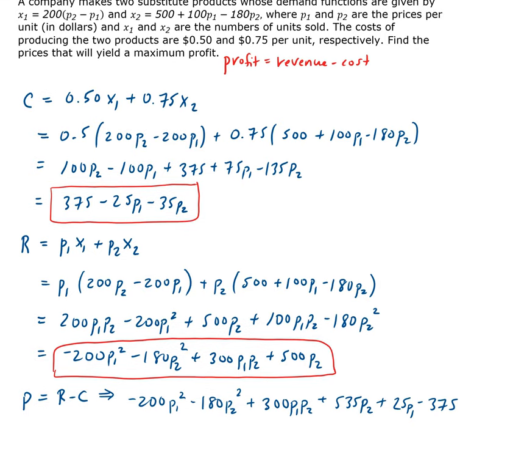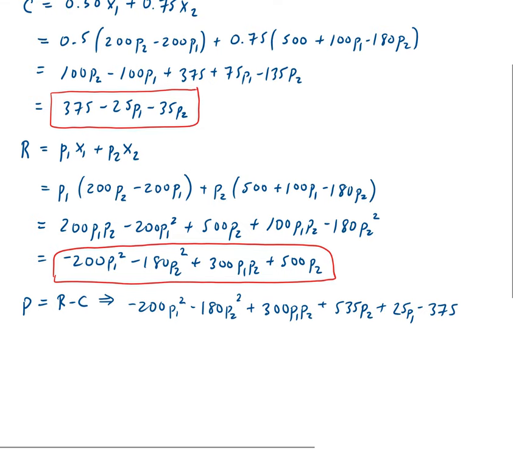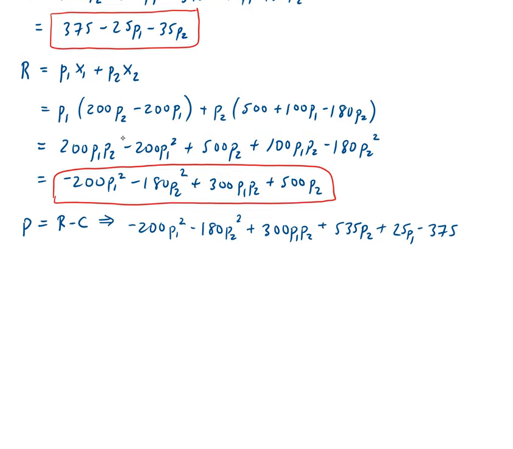We want to find the prices that will yield a maximum profit, so we need to take the partial of the profit function with respect to P1 and with respect to P2. The partial of P with respect to P1 gives us minus 400 P1. Remember, P1 is the variable and P2 we treat as a constant. The derivative of 180 P2 squared with respect to P1 is 0. Then we get 300 times P2. The derivative of 535 P2 is 0 with respect to P1, and then we get 25.